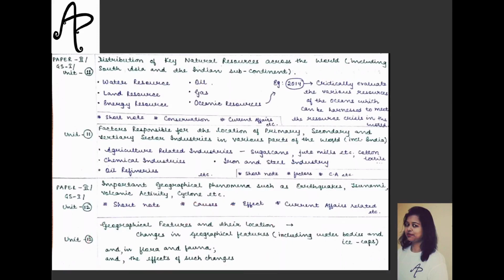For example, geographical features and their location, changes in the features including water bodies and ice caps. So this is highly current affairs oriented, because whatever changes are coming in the environment in the features are current affairs oriented only. And changes in flora and fauna and the effects of such changes. So overlapping with environment, that too the current part of the environment.